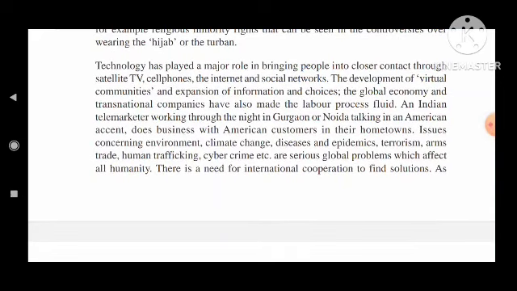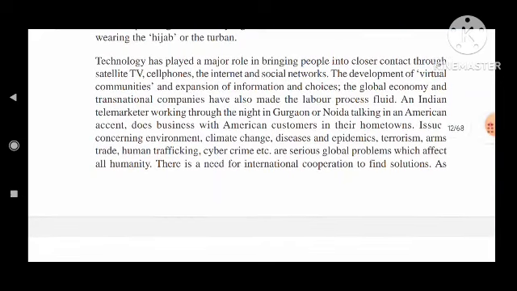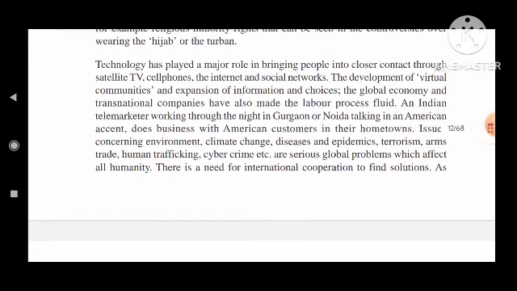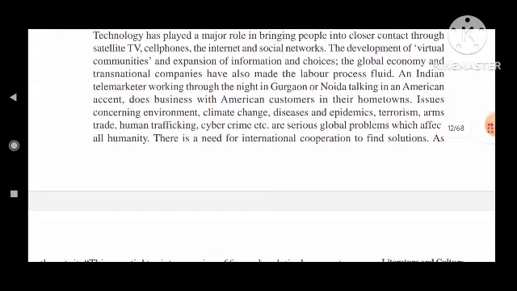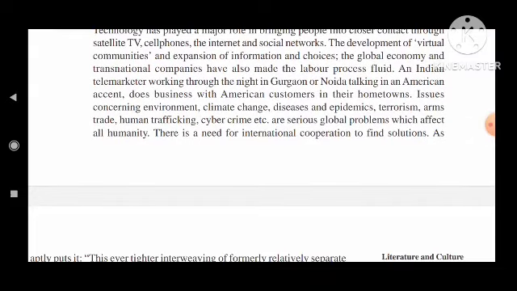Technology has played a major role in bringing people into closer contact through satellite TV, cell phones, the internet and social networks, the development of virtual communities and expansion of information and choices. The global economy and transnational companies have also made the labor process fluid. An Indian telemarketer working through the night in Gurgaon or Noida, talking in an American accent, does business with American customers in their hometowns.